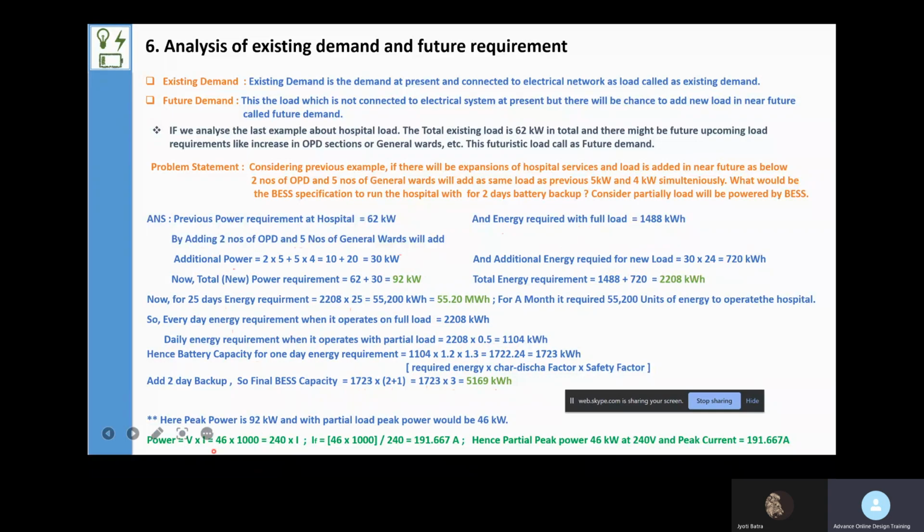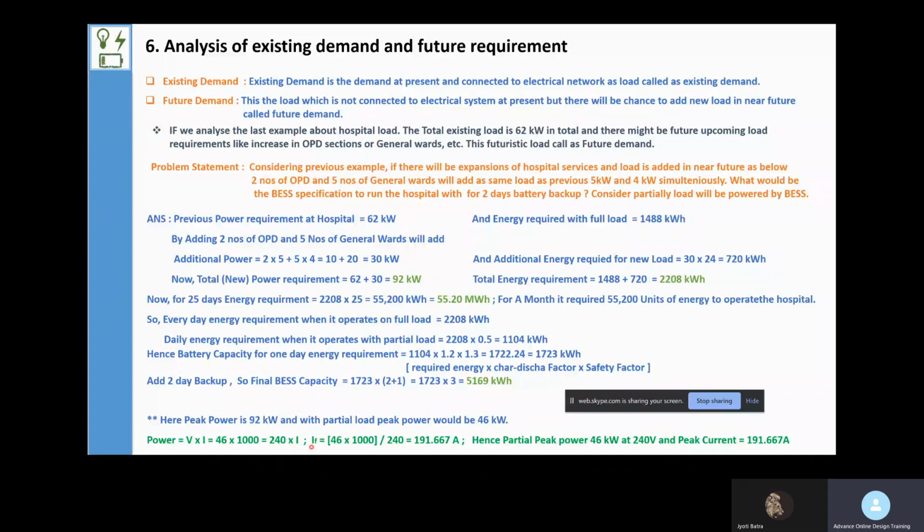Now, we generally define batteries with respect to voltage and ampere hour, AH. How to estimate that part we'll see in the next topic with more detail. But from a very initial point of view, you can do the calculation power equal to V into I, because it's a battery and it's DC. So power 46 into 1000 equals 240 into I. I considered 240 volt because I want to operate my existing AC outputs.